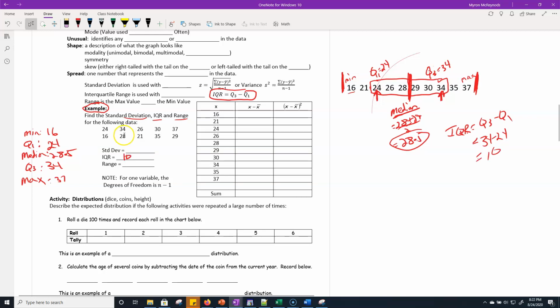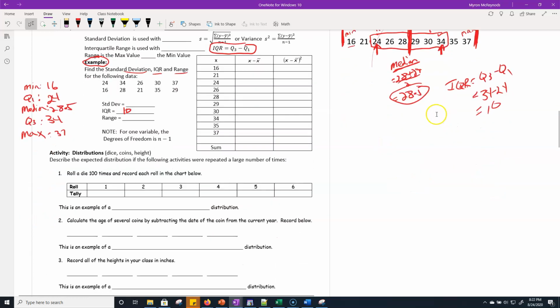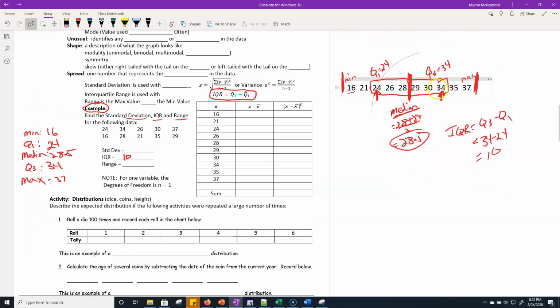And what the IQR is and why it's important is it is the middle half of your data. So it's like 50% of your data is in this middle half right here between 24 and 34. So interquartile range just means inner 50% of your data. How far do the numbers go? They go from 24 to 34, so they go 10. And the last one we'll calculate in this video is the range. And range is just biggest minus smallest. 37 minus 16 is 21.